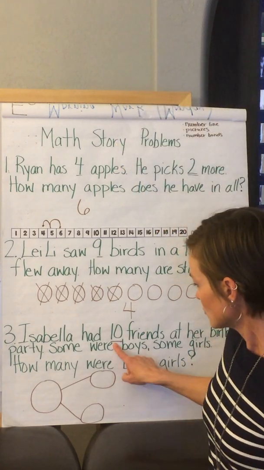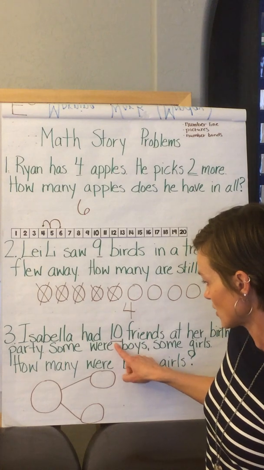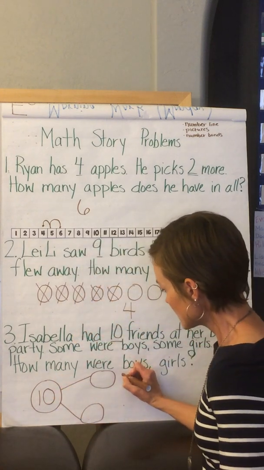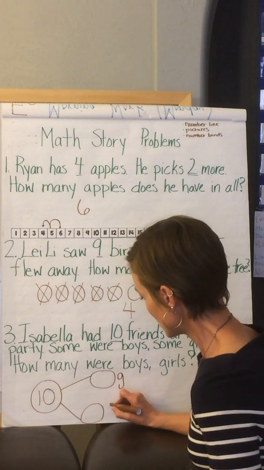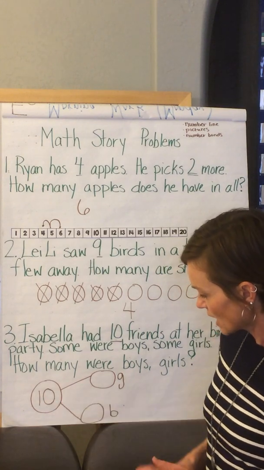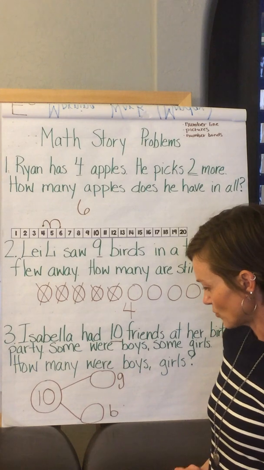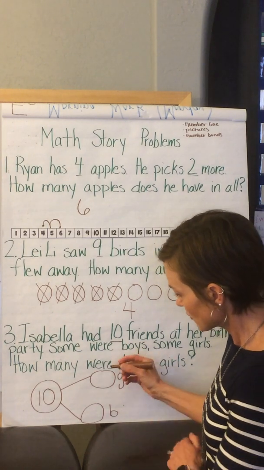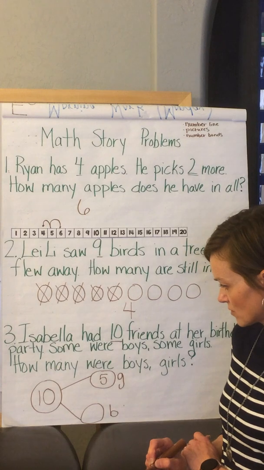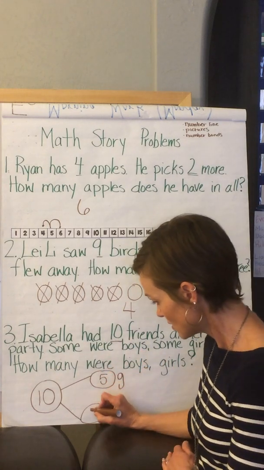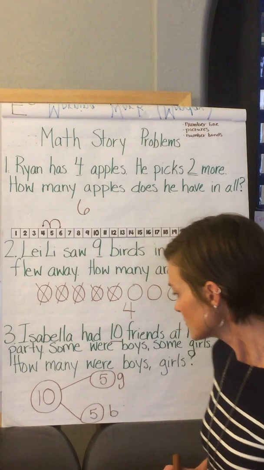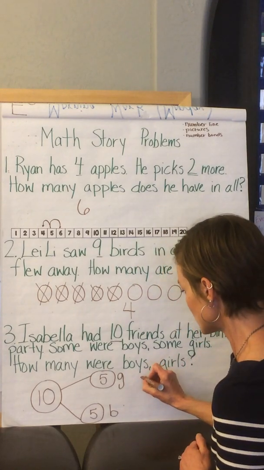So in the big circle, we know how many friends does she have all together at her party? 10. So we're going to put 10 in the big circle. And now let's say that this is girls and this is boys. Okay, how could we figure this out? We know that there are 10 friends. How many are girls and how many are boys? Could we say 5 girls? If there are 5 girls, then how many would be boys? We know 5 and 5 more is 10. So we could say 5 were girls and 5 were boys, and that would make 10. But it may not necessarily be that way. We could do it another way.